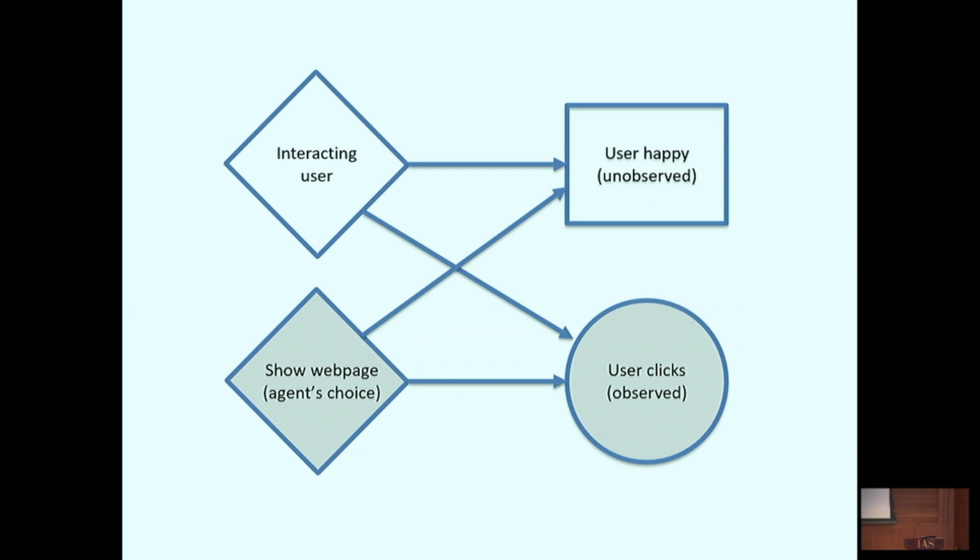So you have to take explicit actions to figure out what the user likes, but unfortunately for us, we don't necessarily observe directly whether the user is happy. We only observe what the user does. For example, they click on things. All right.